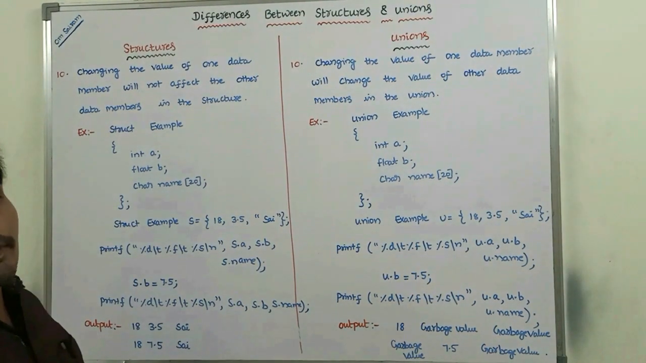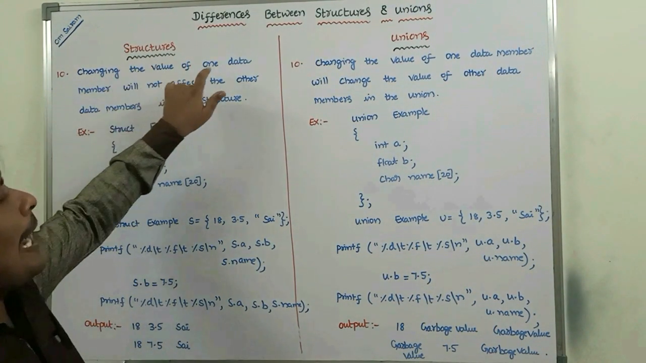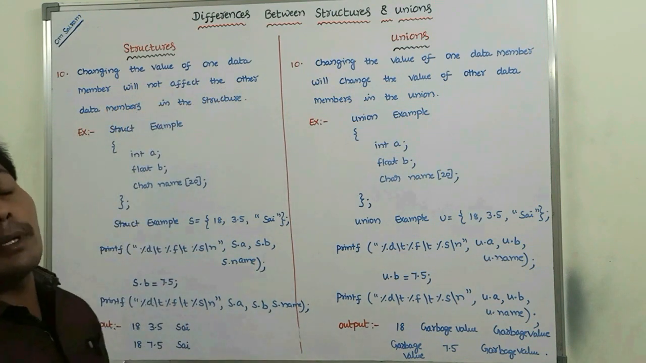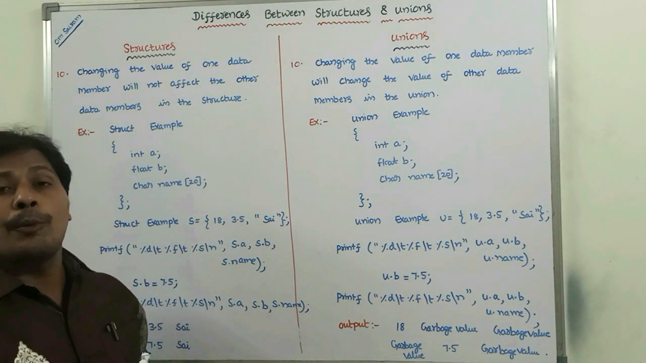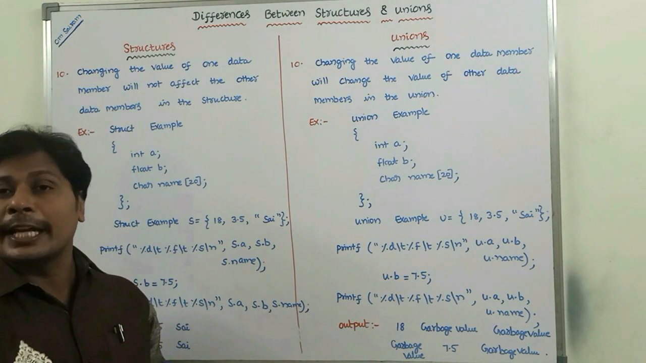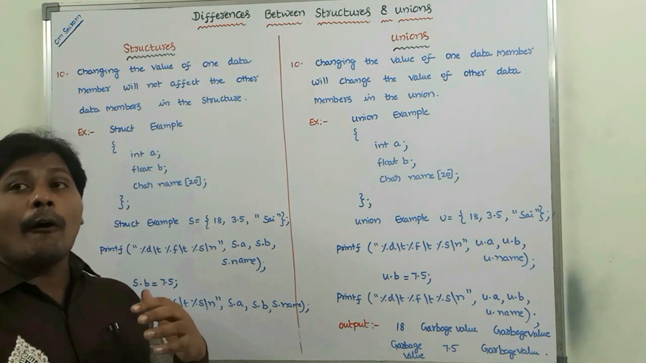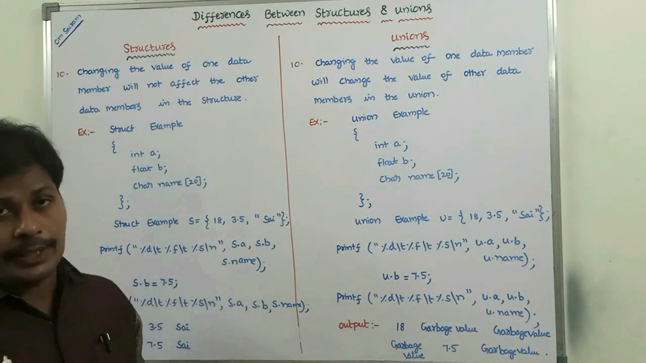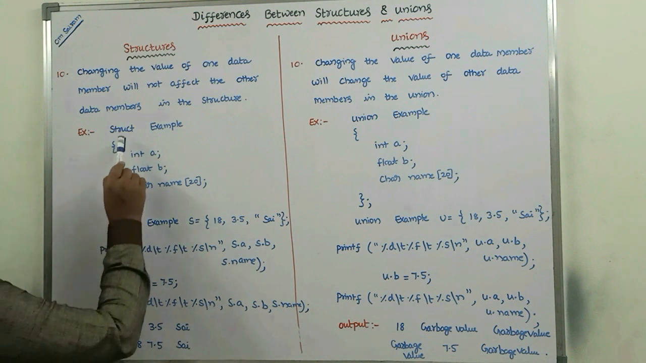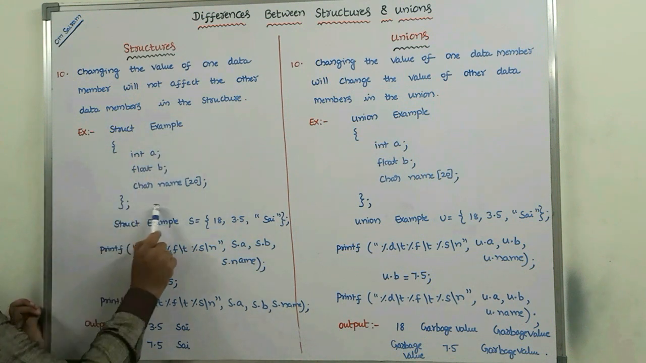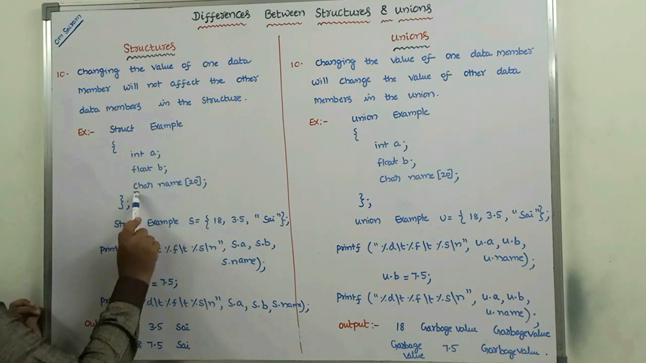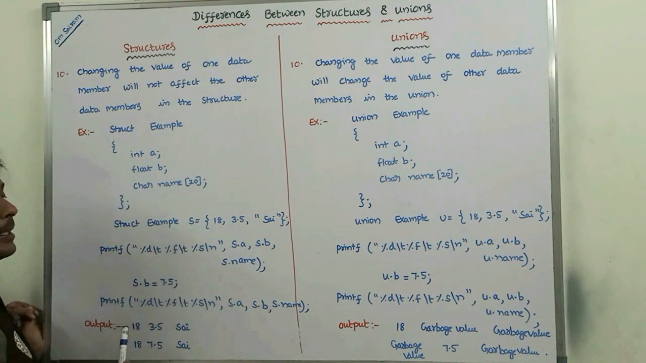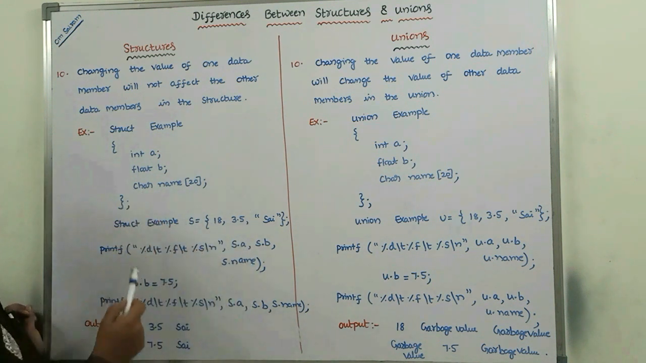Next point in the structure is that changing the value of one data member will not affect the other data members in the structure. Suppose we are changing the value of one data member, it will not affect all the data members within the structure. Consider this example, struct example. The data members are int a, float b, char name of 20. We are creating a structure variable s. So we are initializing all the data members at a time.